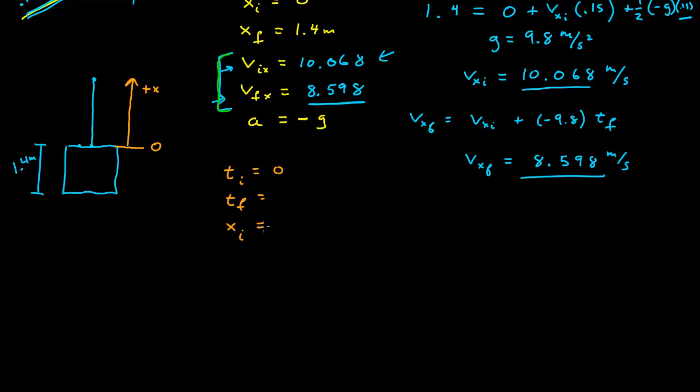My initial position, given this coordinate system, is 0. My final position, where it comes to rest at the highest point of the trajectory, is unknown. My initial velocity, I do know. It's my final velocity from my previous internal calculation, because it told me the velocity where it exits the window. And this is pretty important.